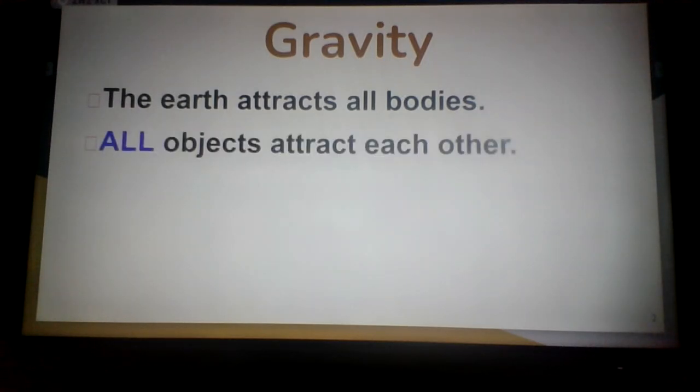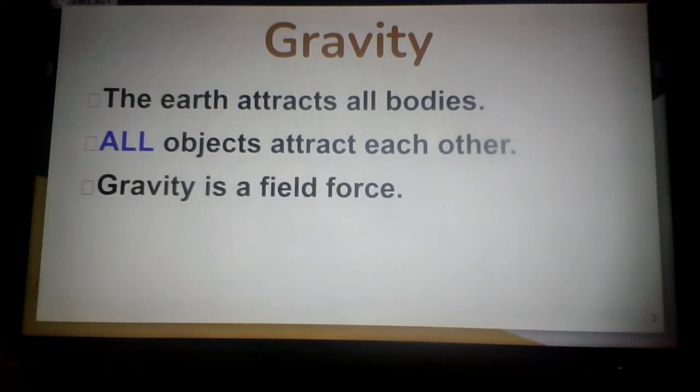But did you know that all objects attract each other? Every object has gravitational pull on every other object. Even the smallest pieces of matter still have gravitational pull on each other. And when you see the formula in a little while, it'll make a little more sense that because the earth has so much mass, the earth is going to win that tug of war every single time.